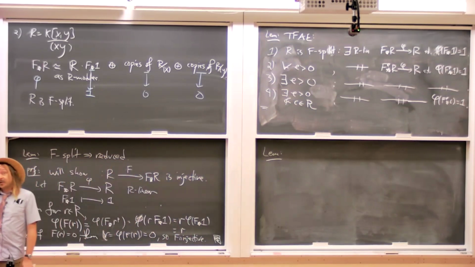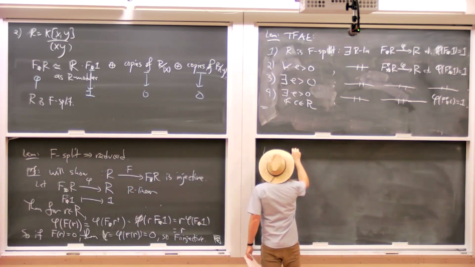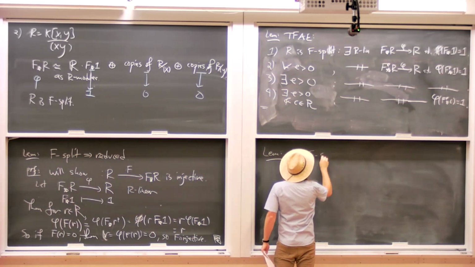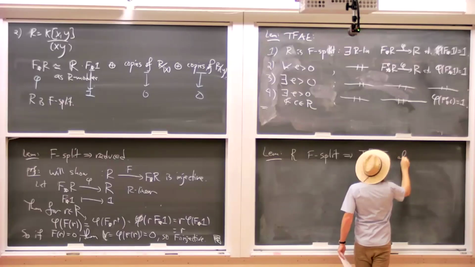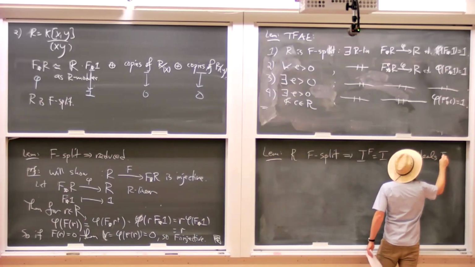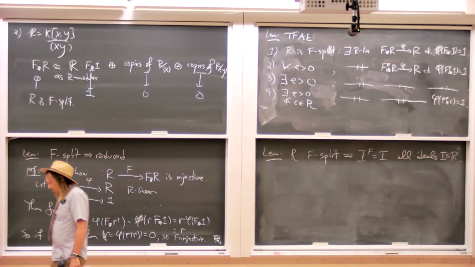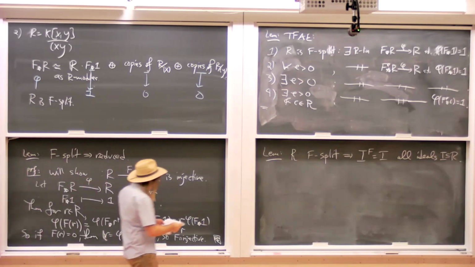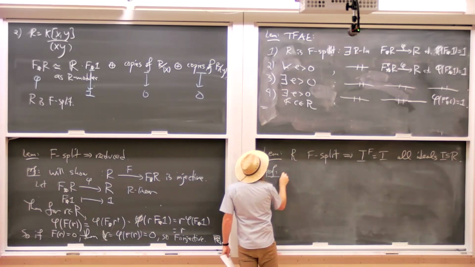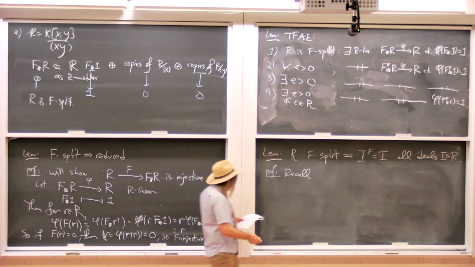Let me instead tie this together with Tuesday's lectures. If R is F-split, then every ideal is Frobenius closed, in the sense that the Frobenius closure of the ideal is no bigger. Of course, step 1 is to recall what this definition was, so let's do that.